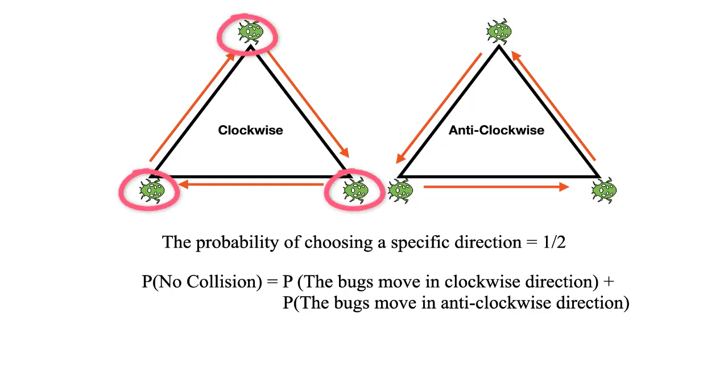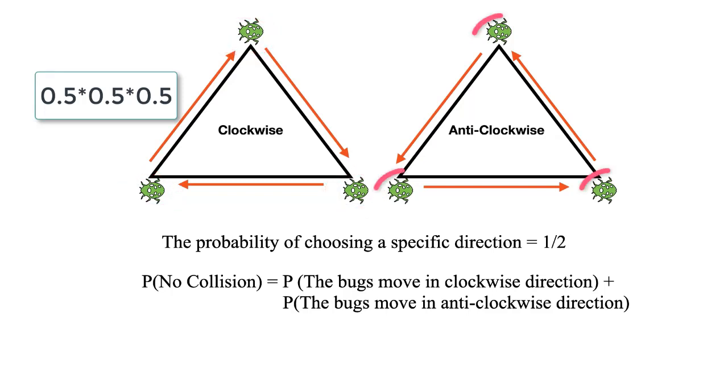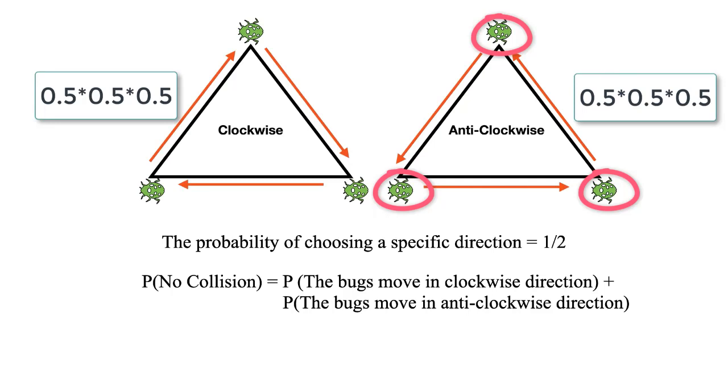The probability of the bugs moving in the clockwise direction is 0.5 times 0.5 times 0.5. This is because there are 3 bugs and each bug has 2 options, either moving in the clockwise or anti-clockwise direction. Similarly, the probability of the bugs moving in the anti-clockwise direction is 0.5 times 0.5 times 0.5.